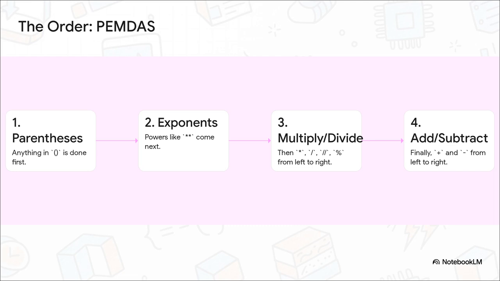And the answer is, Python follows the exact same order of operations that you learned in school. You might remember it as PEMDAS. Python will always handle anything in parentheses first, then exponents. After that, it tackles all the multiplication and division, just going from left to right. And only at the very end does it do the addition and subtraction, again, from left to right.